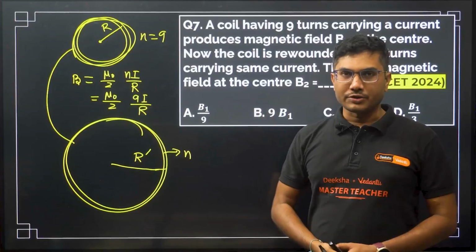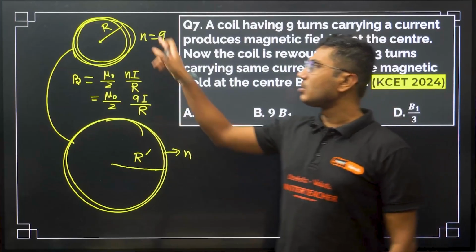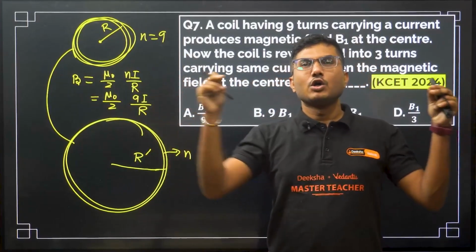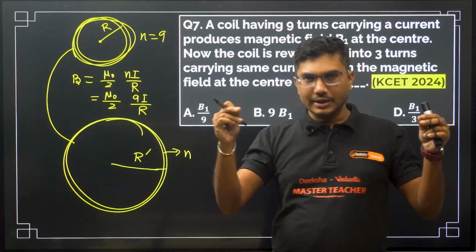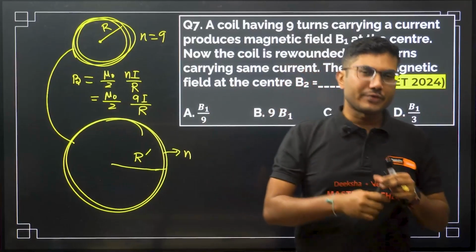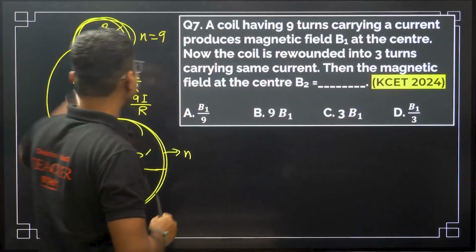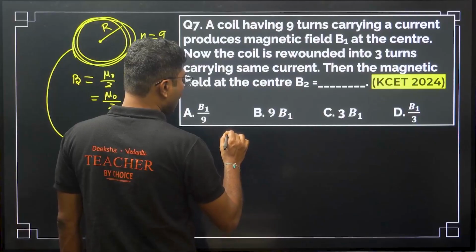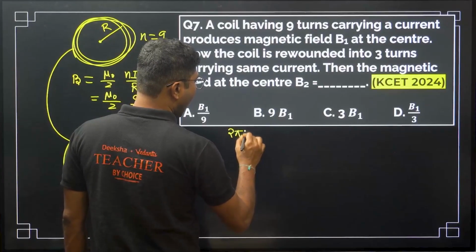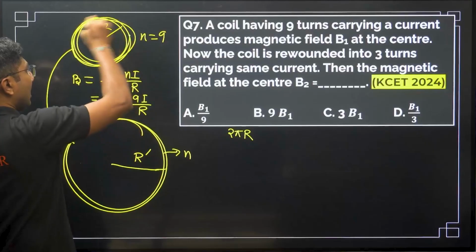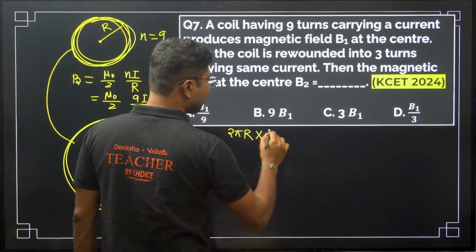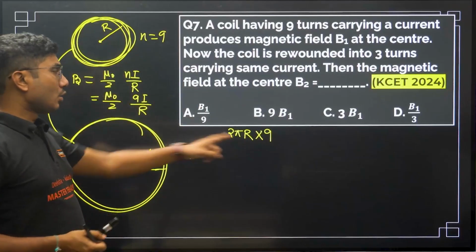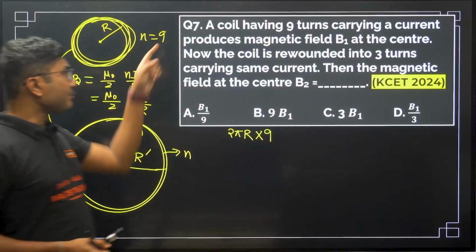But what will remain constant? The thing that will remain constant is the total length of the wire. If you open it and measure, the total length will still be constant, right? You are changing only the number of turns. So what is the total length over here? Total length is basically 2 pi R, the perimeter, times the total number of turns, that is 9. So this is the total length at the beginning.